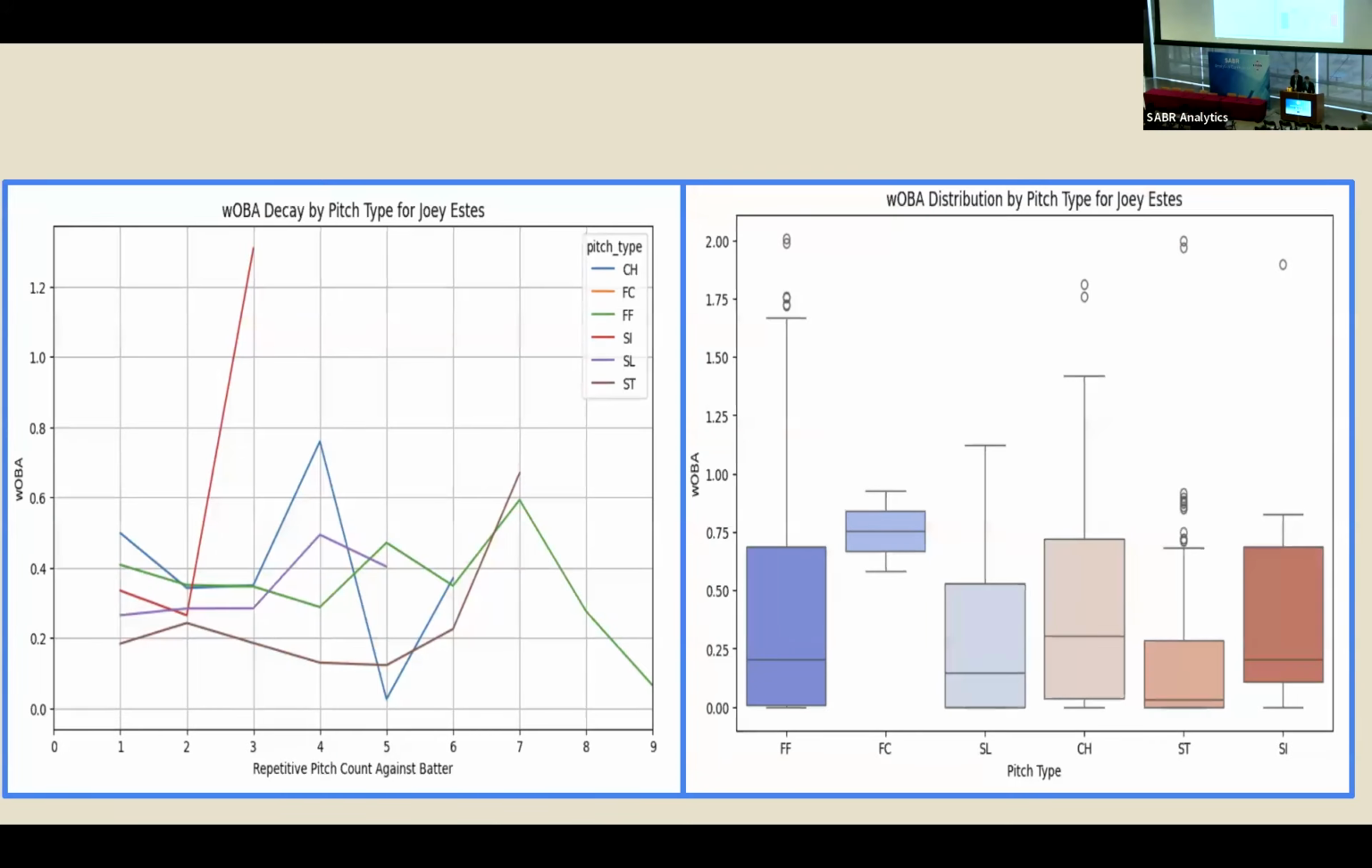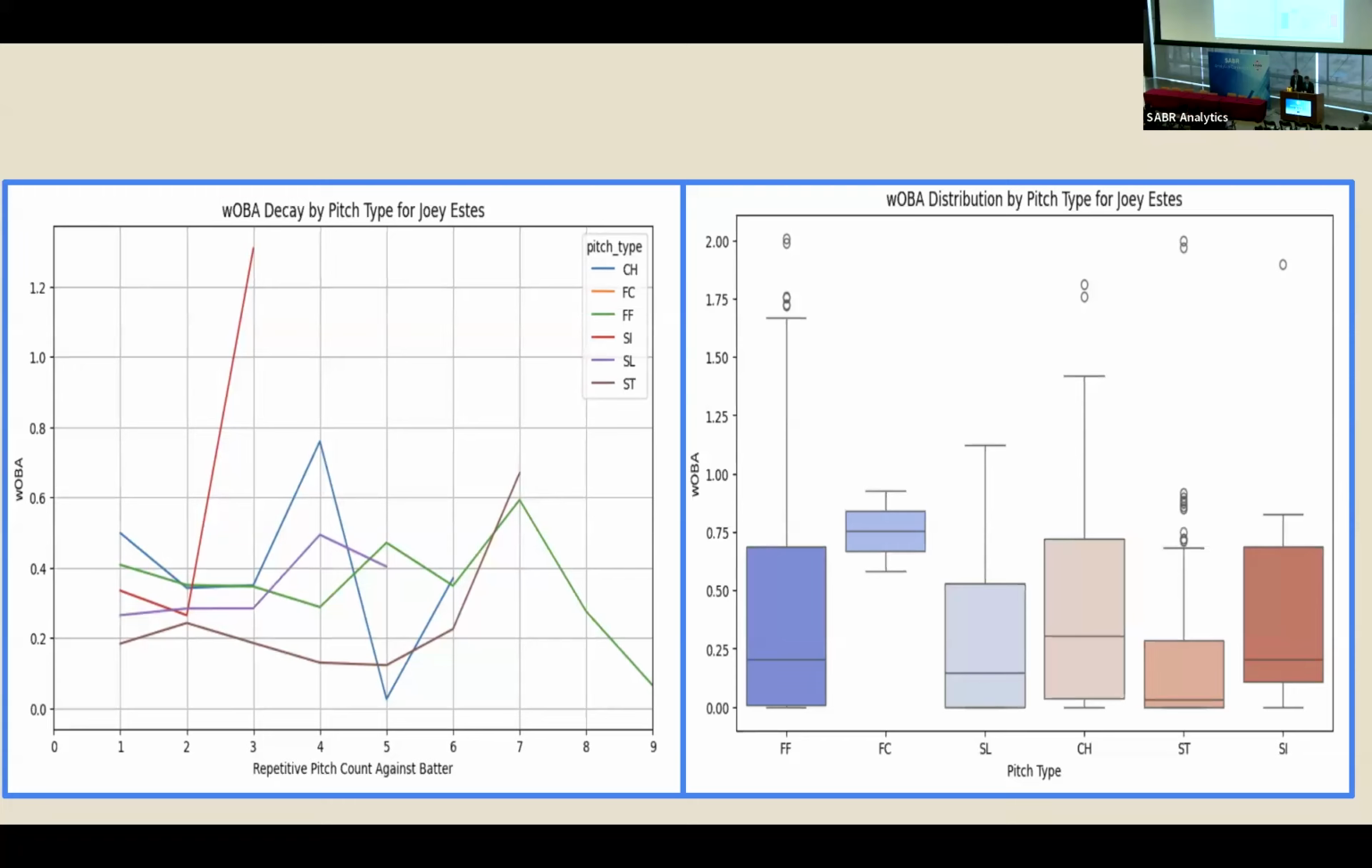So moving on here is the actual evidence behind Estes's story. On the left, we can see on the x-axis is repetitive pitch count against batter by pitch type specifically. So for example, at the one spot, that would be the second time that player saw that specific pitch. This line graph tracks how Joey Estes's wOBA climbed sharply with his changeup, as you can see in blue, after just a few pitches. Batters are adapting fast. Meanwhile, his sweeper and slider's wOBA barely varies, showing its reliability.